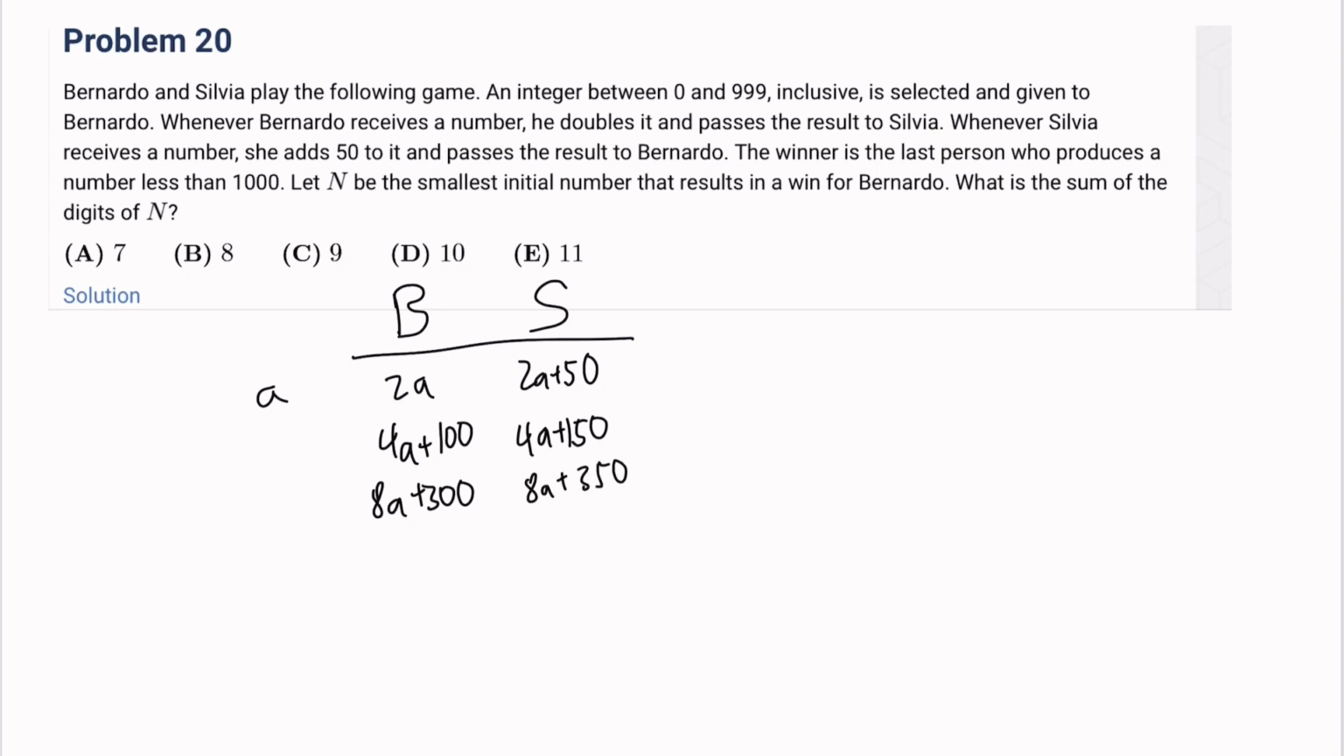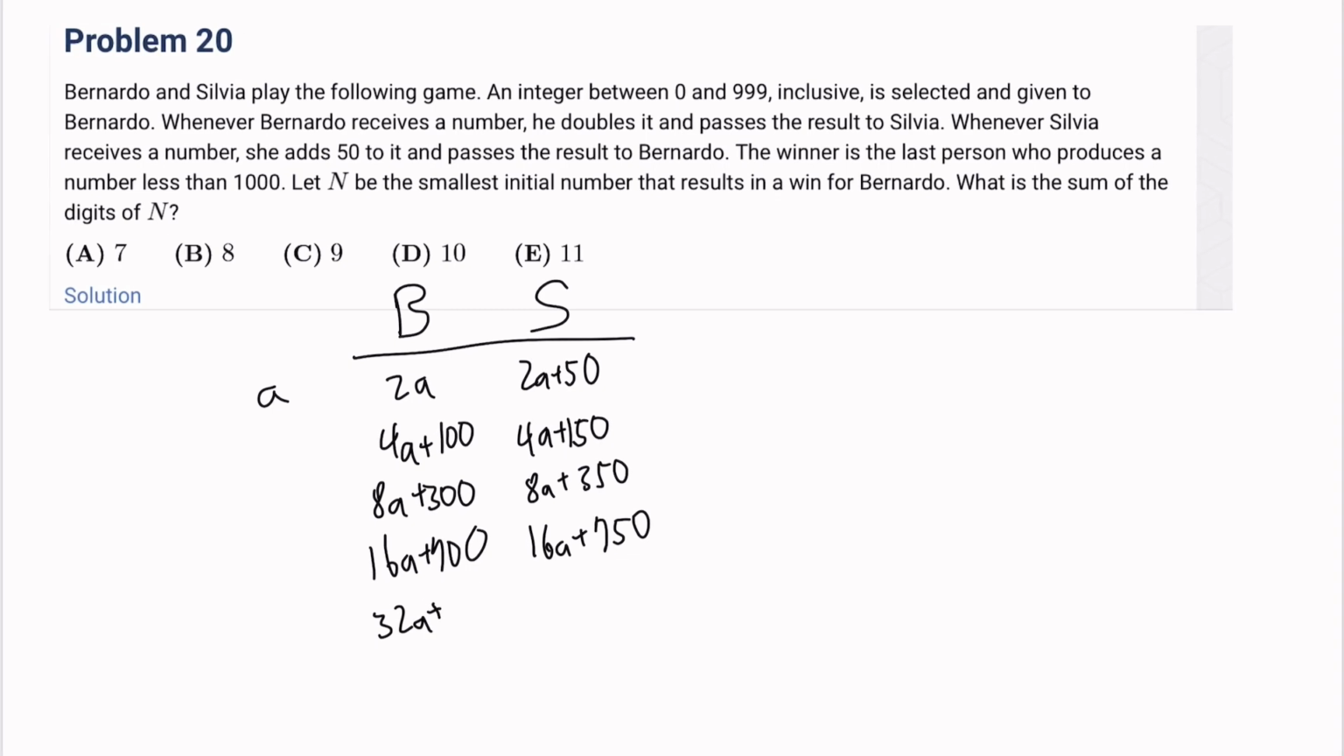Bernardo will do 16A plus 700, and Sylvia will do 16A plus 750, and Bernardo will do 32A plus 1500. So obviously this would be where Bernardo loses.